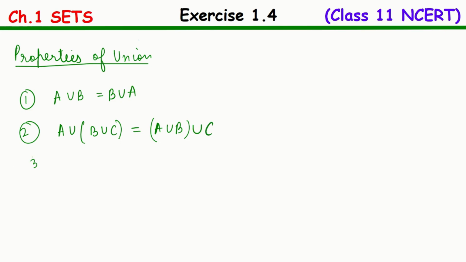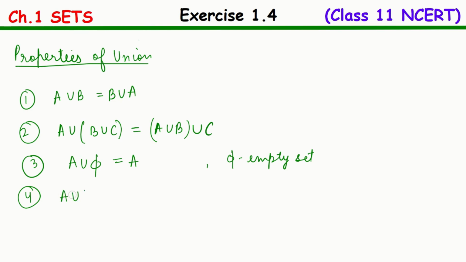The third one is the law of identity, which says that A union phi is always equal to A. You know that phi is an empty set. It does not have any element in it. So A union phi, all the elements of A as well as phi, will always give A. The fourth property is the idempotent law, which says A union A will also be equal to A. All the elements of A as well as A together will be only the A set.